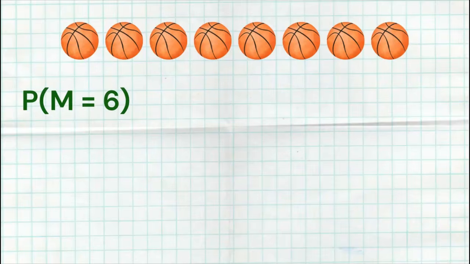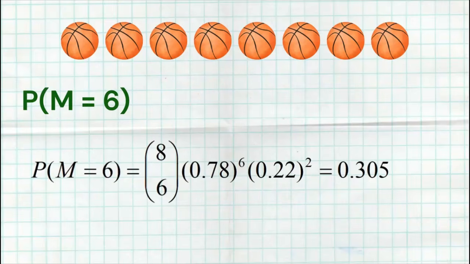All right, now let's do 6. Well, 8 choose 6, that's the number of combos. 0.78 raised to the 6 times 0.22 raised to the second, makes 6, miss 2, 0.305. That's actually pretty likely. Remember, she's a good free throw shooter, so she should make 6 free throws.